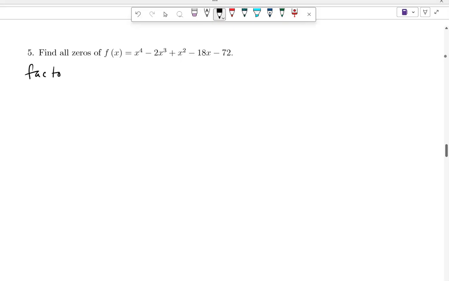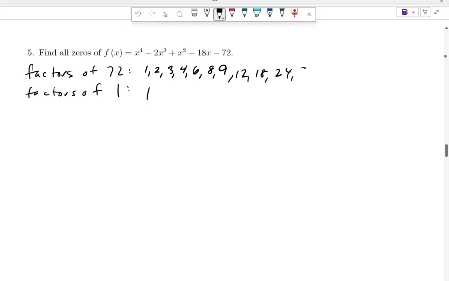So factors of 72 and factors of 1. Well, what are the factors of 1? 1. Whew, that was hard. How about 72? 1 works, 2 works, 3 works, 4 works, 6 works, 8. The easiest way to do that is just start dividing. 72 divided by 1, 72 divided by 2. Just work all the way through. Eventually, when you divide it by 8, you get 9, and then they start to pair, right? And you get 12, 18, 24, 36, 72.